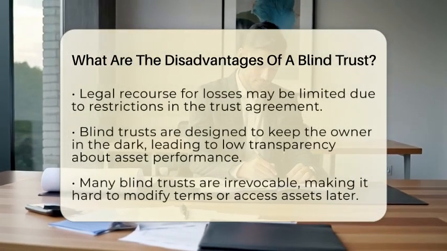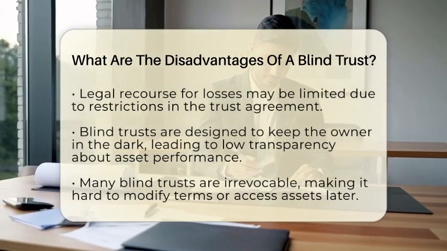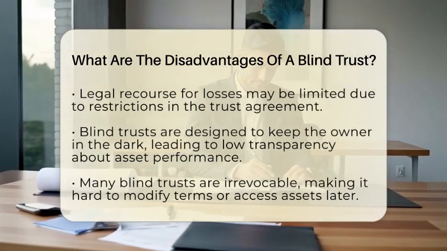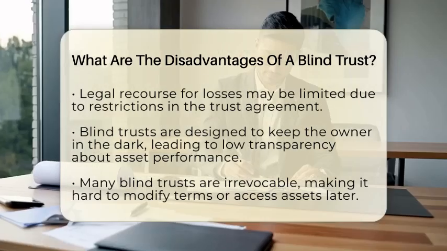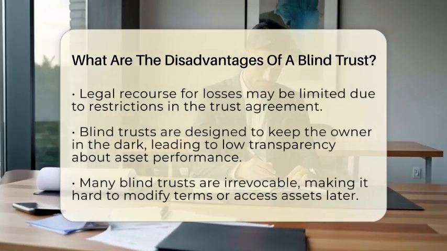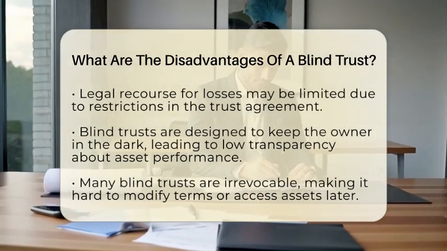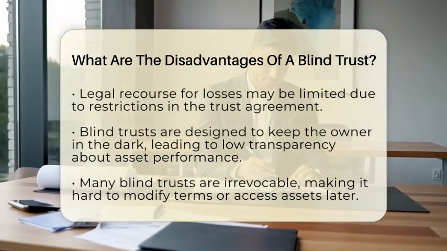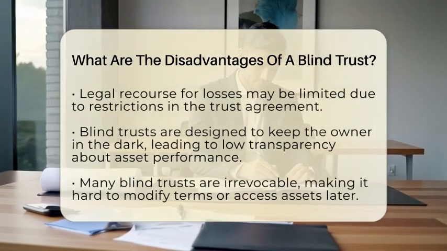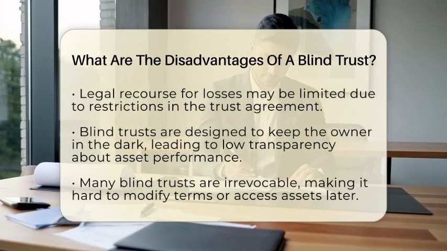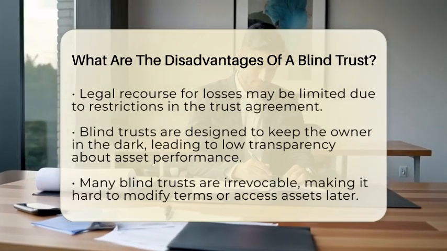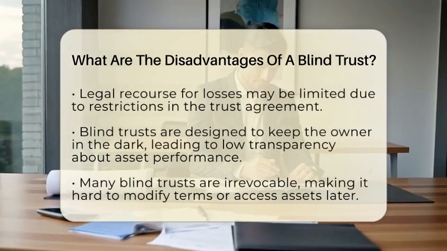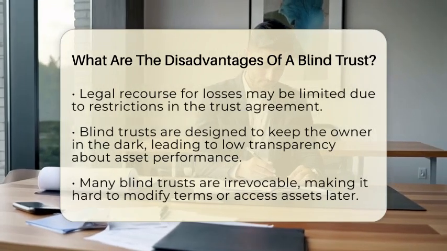Another concern is depending heavily on the trustee's honesty and skill. If the trustee mismanages the assets or acts unethically, you could face financial losses. Legal options to recover those losses can be limited, especially if the trust agreement restricts oversight. Plus, because blind trusts are designed to keep you in the dark about what's happening, you won't have much transparency. You might not know how your assets are performing or if they're being misused, which can be unsettling.